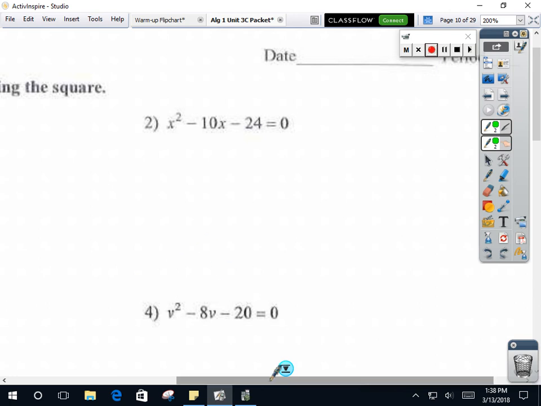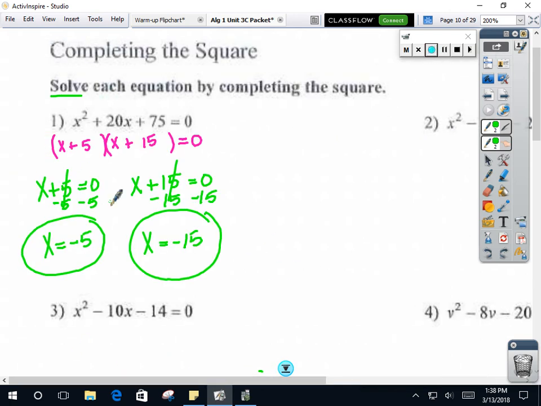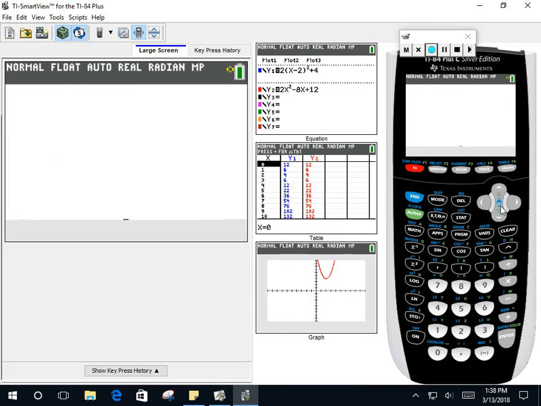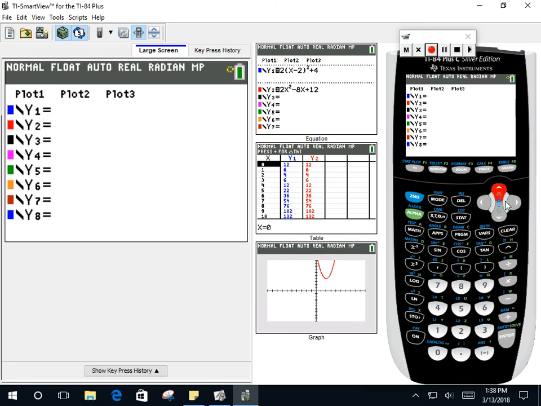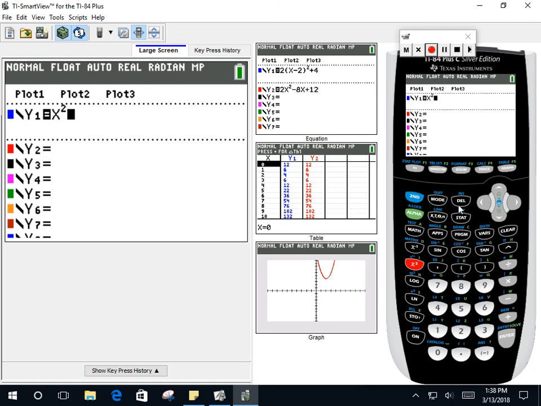The axis of symmetry is the line that cuts down through the middle of the parabola. No, these are the x-intercepts where the U cuts through the x-axis. Well, let me graph it to show you a visual. Y equals x squared plus 20x plus 75.